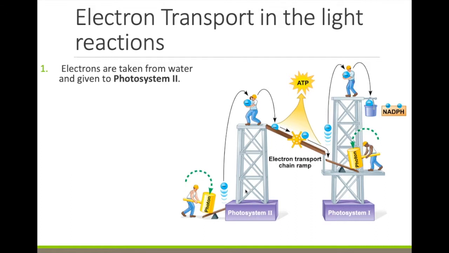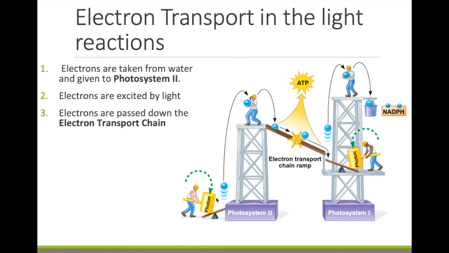Here is the electron being given to Photosystem 2. Then the electron is excited. You can see the photon is this worker down here at Photosystem 2, excites the electron from the bottom of the tower to the top of the tower. This represents raising the energy level, the potential energy of the electron. So this is the sun, and it excites the electron all the way to the top. When it gets to the top, it's accepted by a primary electron acceptor. That's this worker standing here.